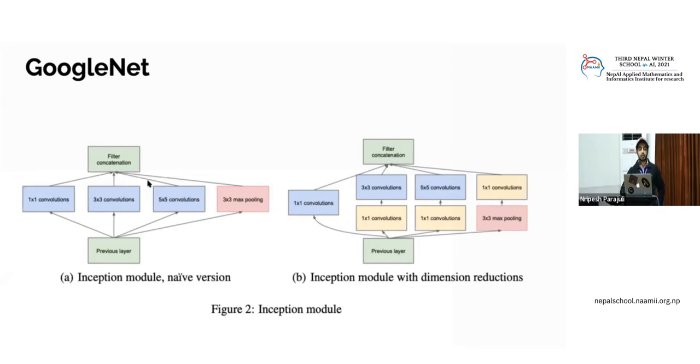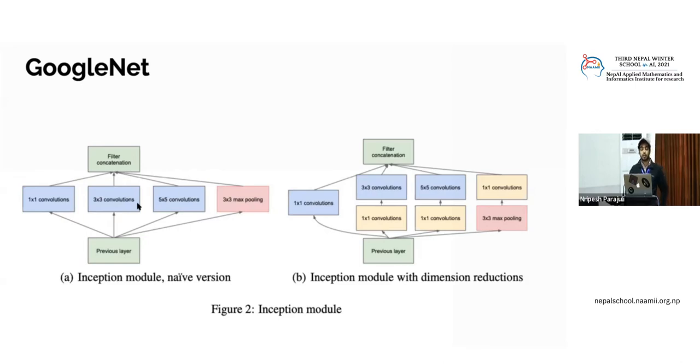Essentially, instead of having filters all of the same size, it has some filters of 1 by 1, some of 3 by 3, some of 5 by 5. And here it doesn't even do any filtering. It only does max pooling, but with a stride of 1, so there's no dimensionality reduction, because if you do dimensionality reduction, you cannot concatenate. All the outputs have to be the same size to be able to concatenate.